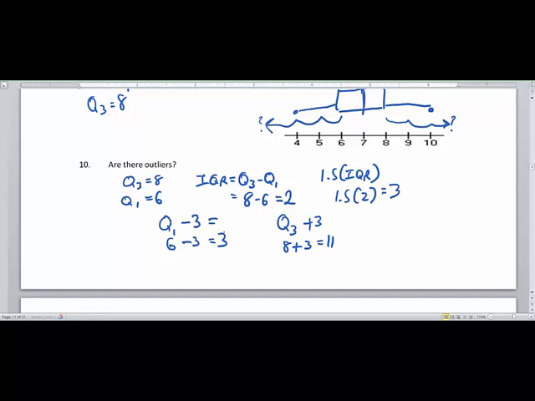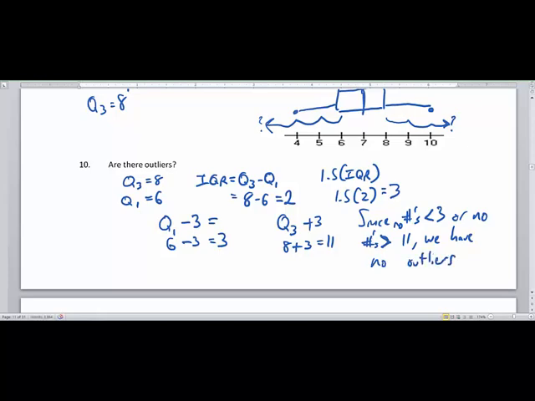So were there any data points less than 3? Nope, nobody got less than 3 hours of sleep. Were there any data points higher than 11? Nope, nobody got 11 hours of sleep. So since there are no numbers below 3 and no numbers greater than 11, we have no outliers.